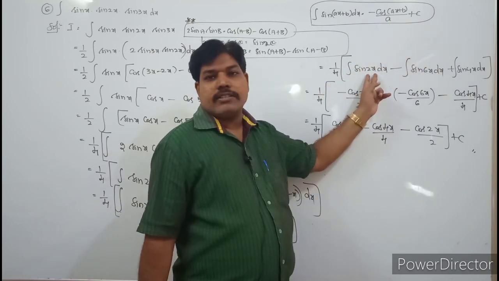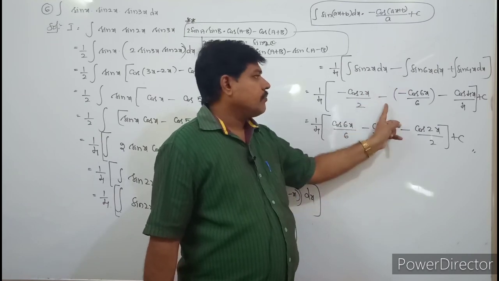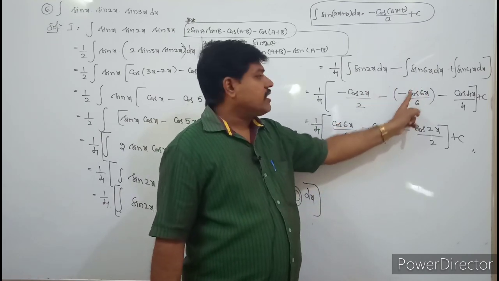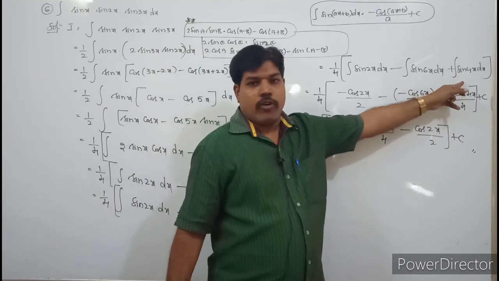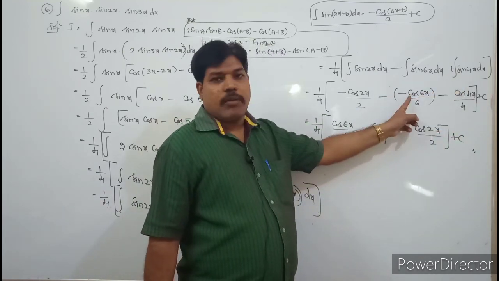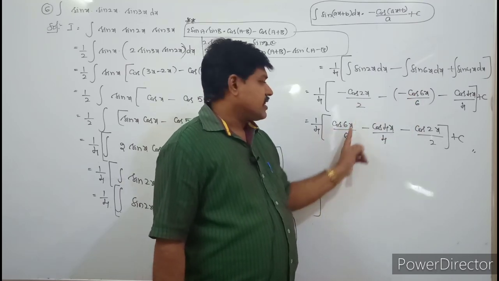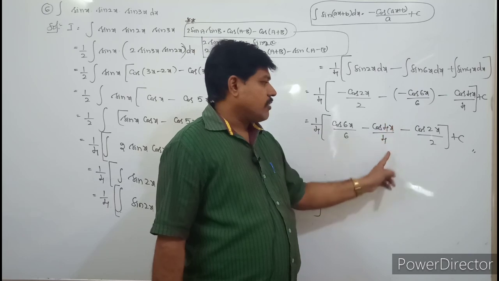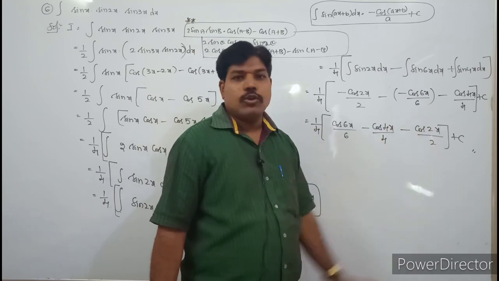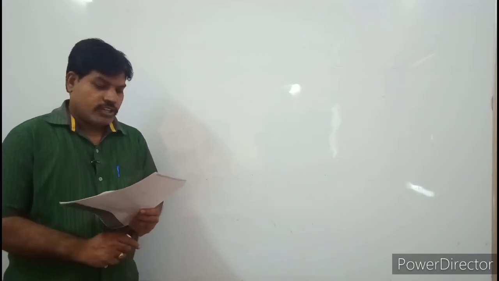So sin 2x integration is minus cos 2x by 2, minus cos 6x integration is minus cos 6x by 6, sin 4x is minus cos 4x by 4, and minus of minus will become plus. So write down at the first: 1 by 4 into cos 6x by 6 minus cos 4x by 4 minus cos 2x by 2 plus c. Understood, students? See the next question.